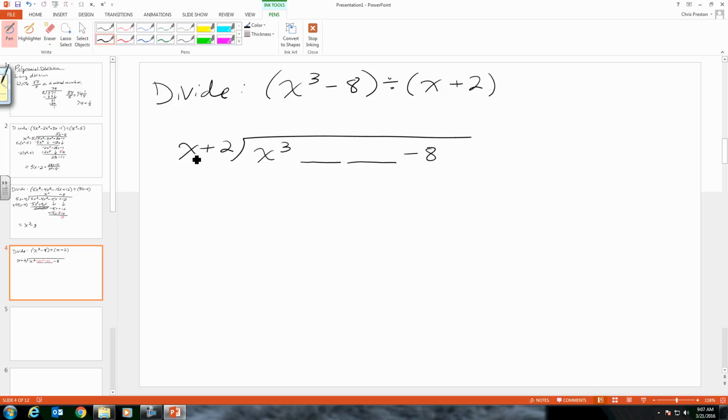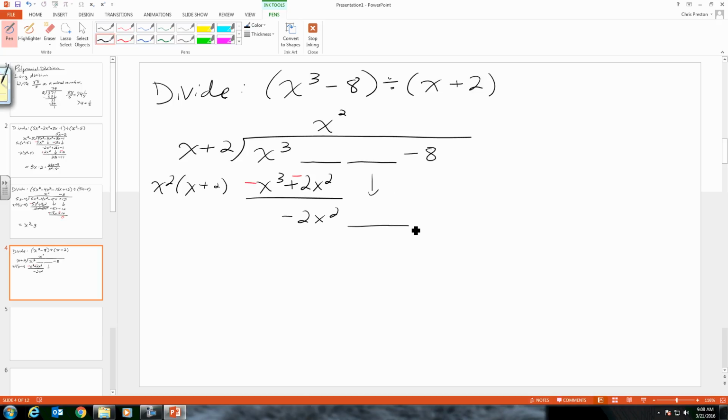So what do I multiply x by to get x cubed? I need an x squared. Again, take x squared times x plus 2. That'll give you x cubed plus 2x squared. Change the signs. That gives us negative 2x squared.